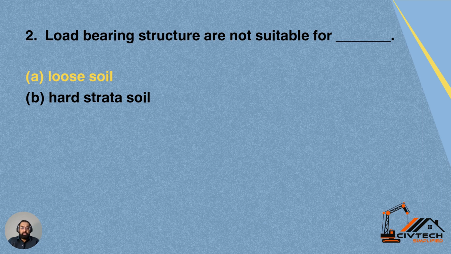Question number two, load bearing structures are not suitable for dash. Number A, loose soil. Number B, hard strata. So load bearing structures are not suitable for which type of soil? Yes, they are not suitable for loose soil. We have to do the remedial measures in the loose soil for the foundations of the building, and they are suitable for the hard strata. So option A is correct for question number two. Load bearing structures are not suitable for loose soil.